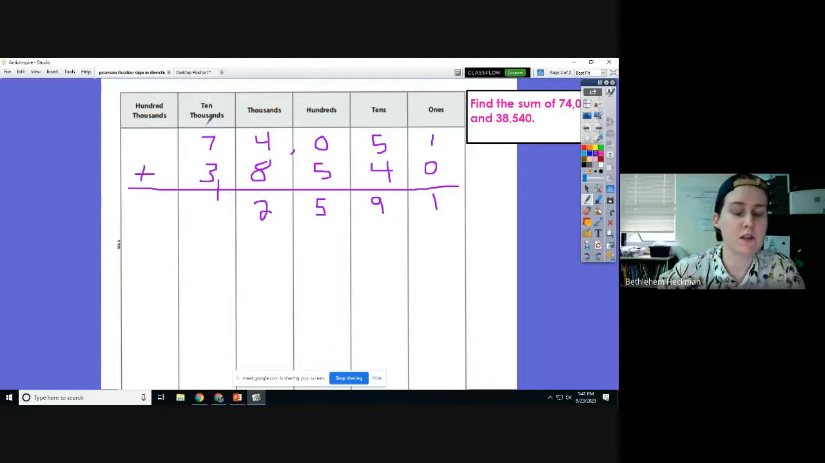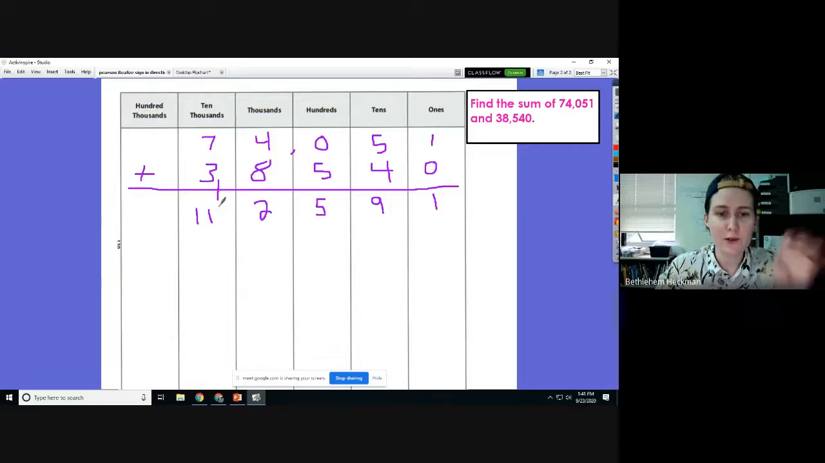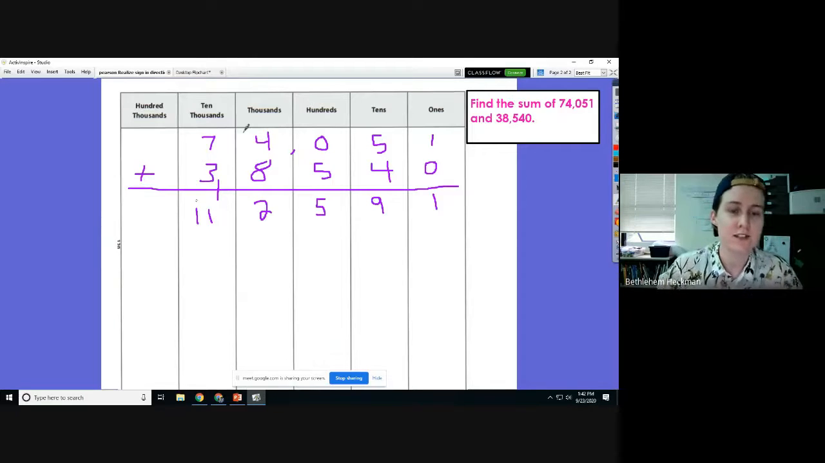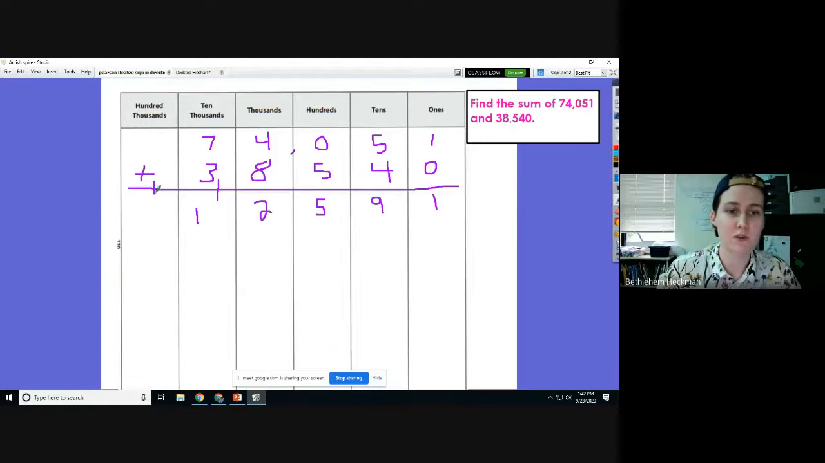Some people like to regroup at the top. You can do that if you want to, but I sometimes forget if it's on the top, so I like to put it at the bottom. Now we've got 7 and 3, that makes a 10, and 1 more is 11. And your brain, again, should be going, alert, alert, alert. I can't have two digits in one place value, so we're going to do the same thing we did before. We're going to leave 1 here and regroup the other 1.